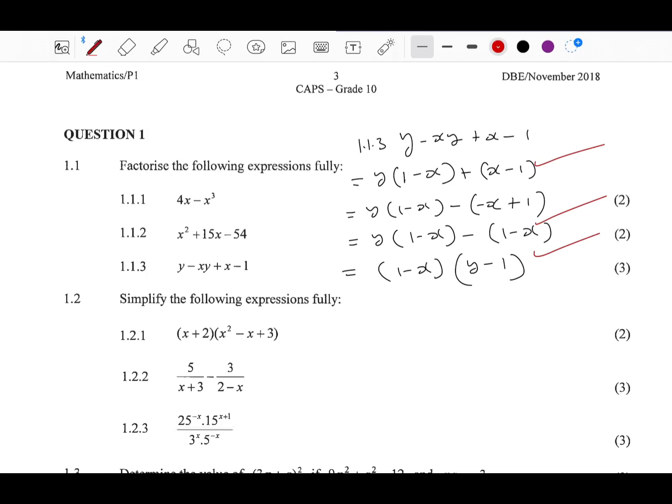So let me know if you have other questions on how to factorize expressions like this, but this is how you would do it.